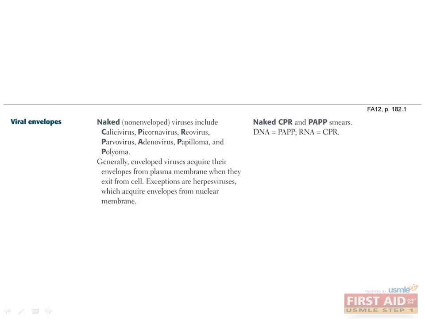Enveloped viruses are highly susceptible to damage by conditions such as detergents, extreme pH, temperature, and organic solvents. Naked viruses, on the other hand, are usually more stable than enveloped viruses because they come equipped with the ability to withstand these agents. There are 7 naked viruses. 3 are RNA viruses, the calicivirus, picornavirus, and reovirus, and 4 are DNA viruses, parvovirus, adenovirus, papillomavirus, and polyomavirus.